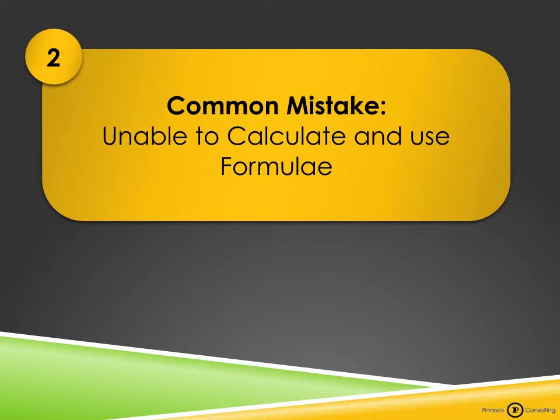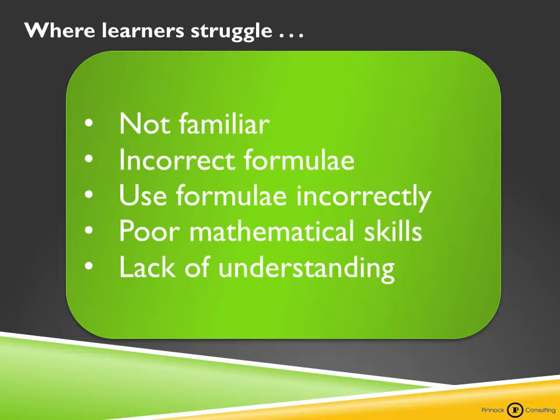The second common mistake is learners aren't able to calculate and use formulae correctly. Learners struggle because they're not familiar with the general formulae and calculations that they need for the actual exam. Often they even apply the incorrect formulae into a situation or an answer. They often substitute incorrectly into the learned formulae, so if they've got the formula right, they then incorrectly substitute the information. They also generally have poor mathematical skills and handling of calculators. And learners tend to learn the steps off by heart rather than actually understanding the process.